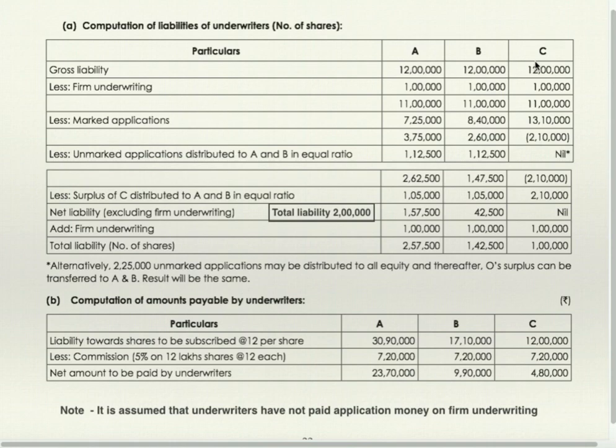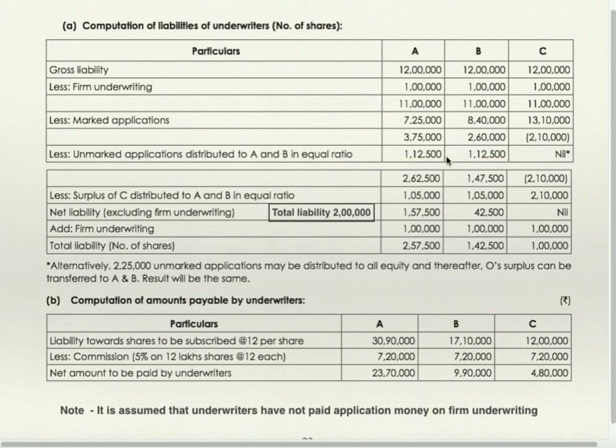Gross liability, equally 36 lakhs, minus firm underwriting, minus marked applications, minus unmarked applications. Like this they have done, but I just want you to do it: gross liability minus unmarked applications, minus marked applications and minus firm underwriting. You will get the same answer.